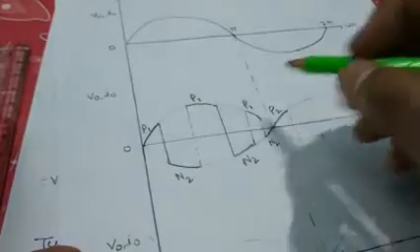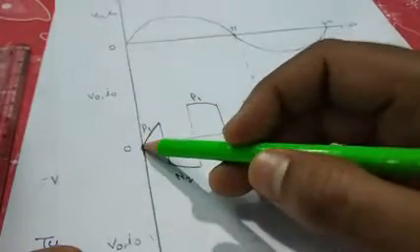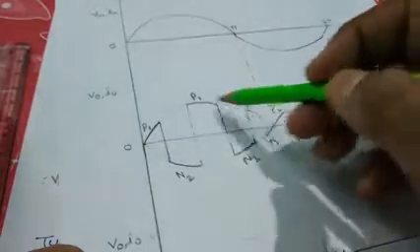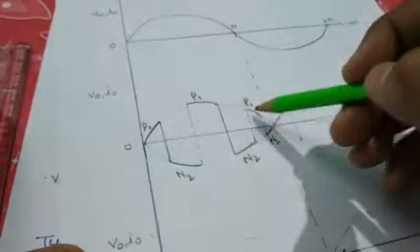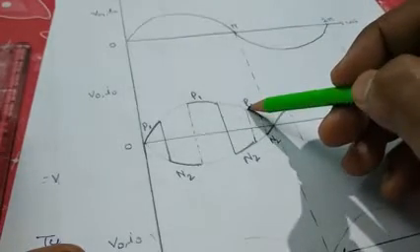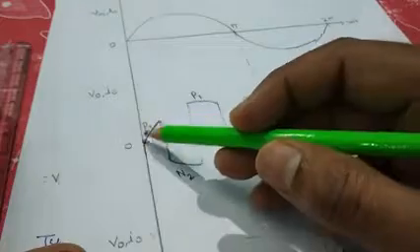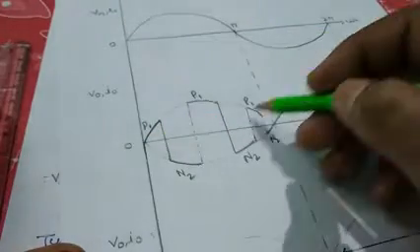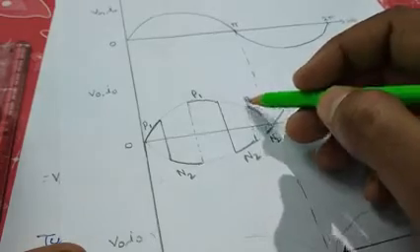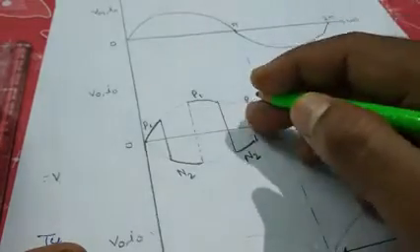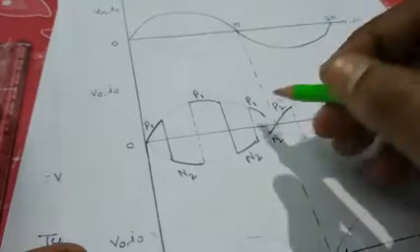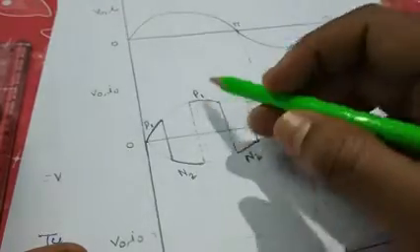So the gate pulse will not be the same for P1 here, P1 here and P1 here, because the triggering voltages are different. Here the forward voltage is different, here the forward voltage is different, here the forward voltage is different. So at different times we will have different values of gate current. But yes, P1 will be triggered. We have to trigger P1 at these points.